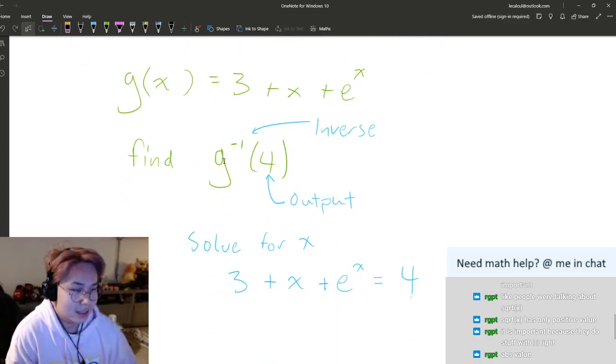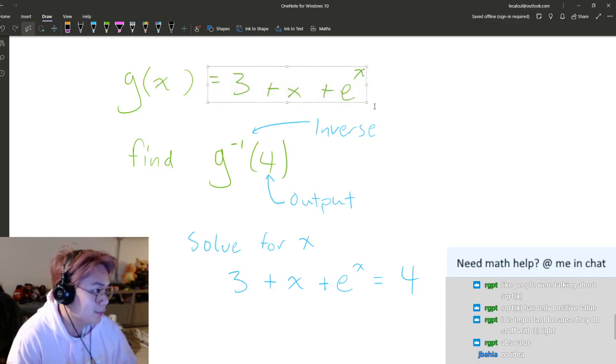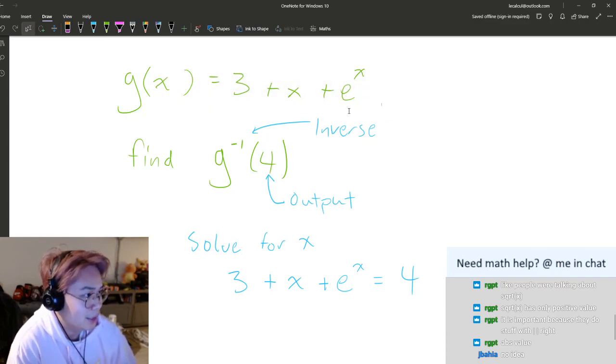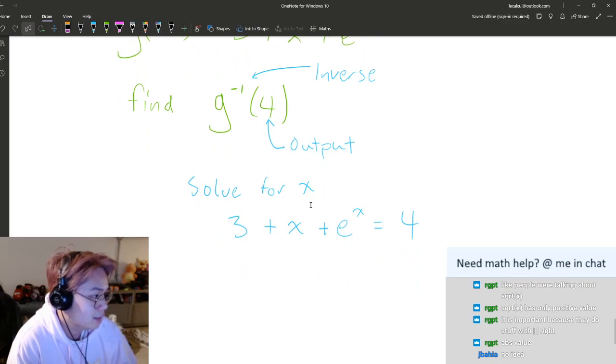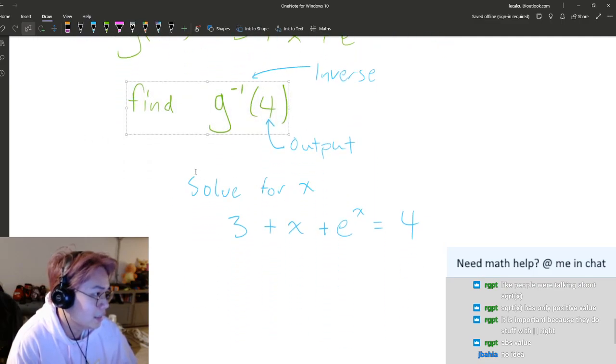Anyways, so here's your function. You plug in an x, and then you get some g value, some output. So what this is saying is, we know what the output is, and then we need to find out what the x value is so that we get 4. So this statement here is exactly the same as this in meaning.